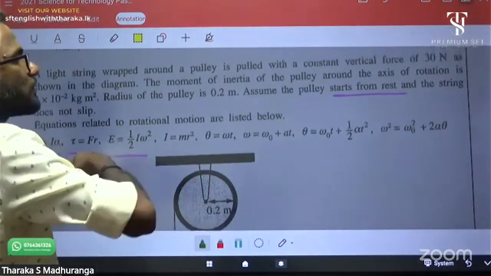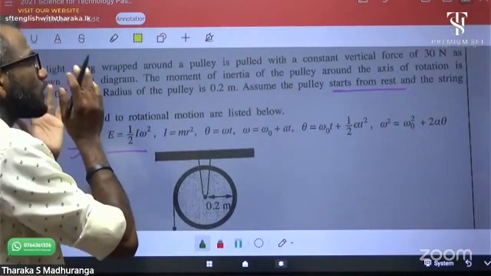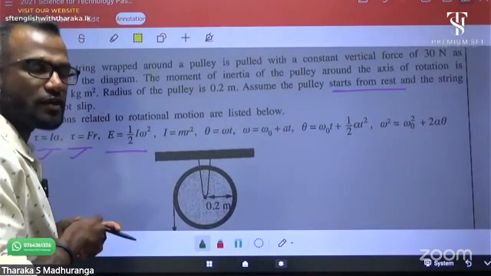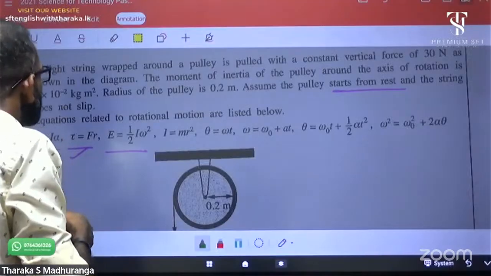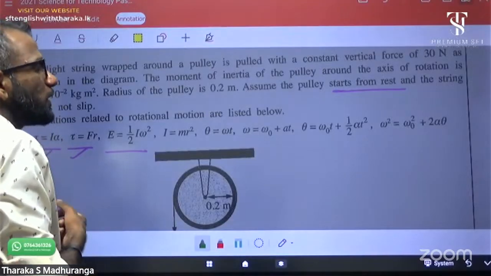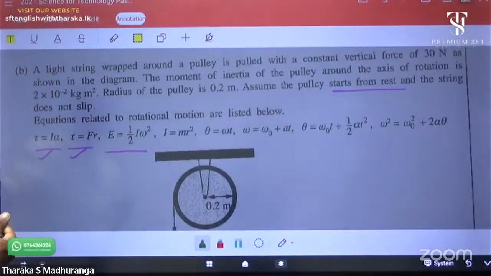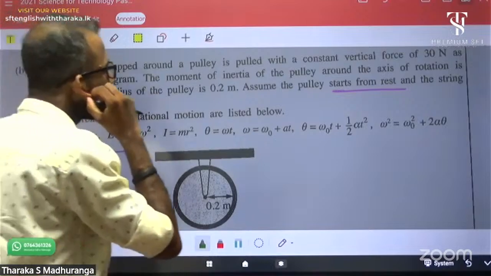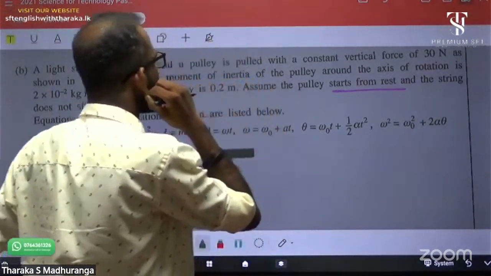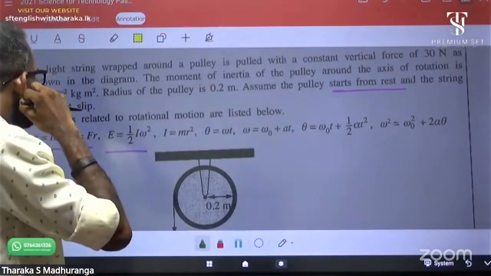Okay, we are doing the 2021 essay question, physics question number 10, part B. A light string wrapped around a pulley is pulled with a constant vertical force of 30 Newton, as shown in the diagram. The moment of inertia of the pulley around the axis of rotation is given. The radius of the pulley is given as 20 centimeter, that means 0.2 meters. Assume the pulley starts from rest and the string does not slip.